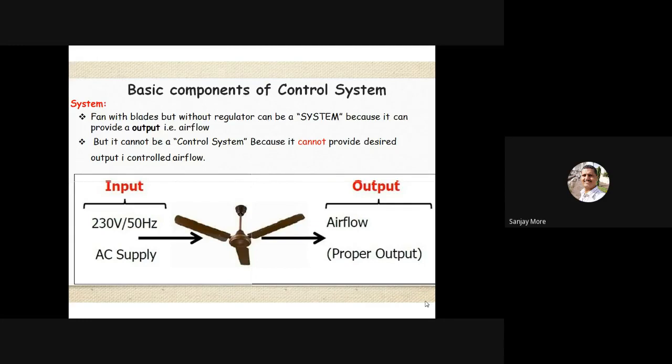Here, see what is meant by system in detail. A fan with blades but without a regulator can be a system because it can provide output, that is airflow. Okay.